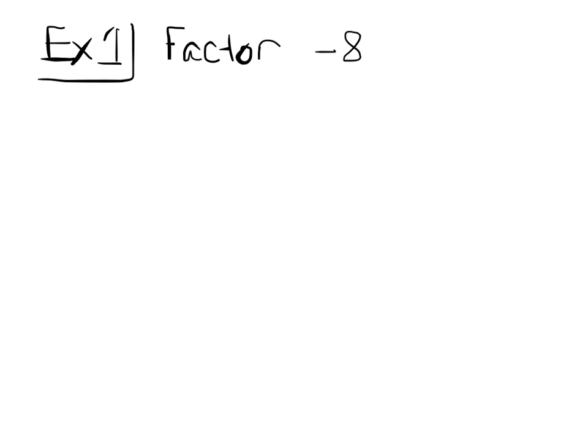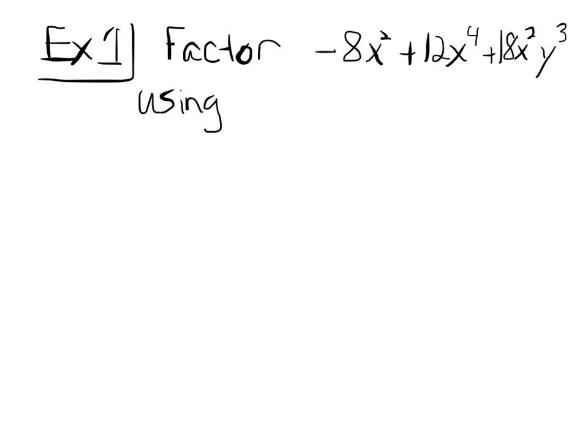So let's do example 1. The directions may say something like factor, let's just write it out, negative 8x squared plus 12x to the 4th plus 18x squared y to the 3rd. Okay, so it'll say factor this using the GCF. That's what the directions would say.